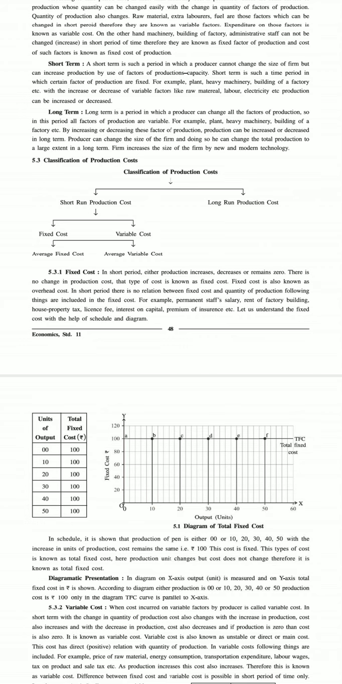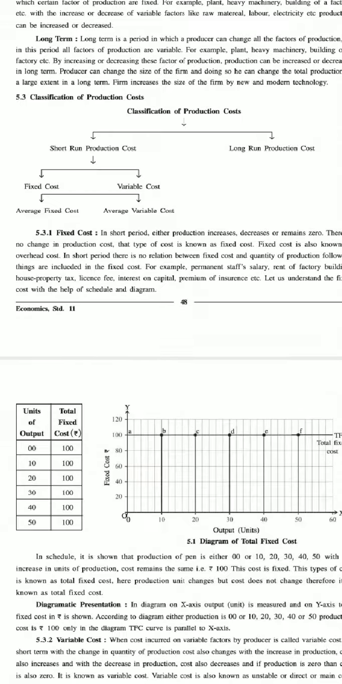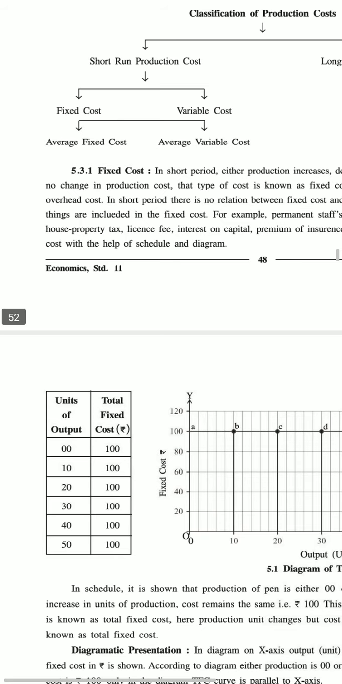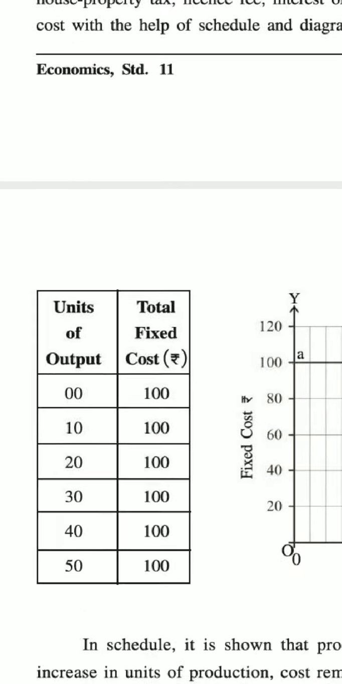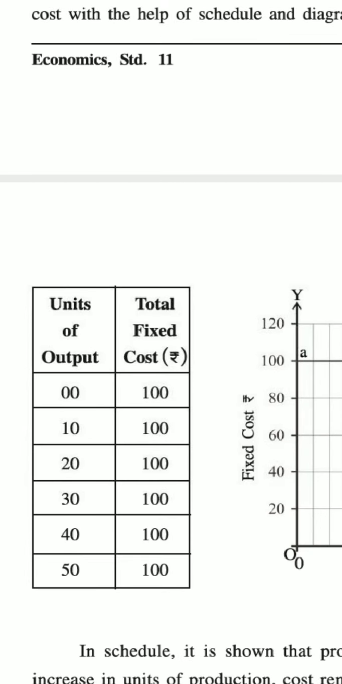Now, let us get more clarification with the help of the data table and the diagrammatic representation, which gives us a clearer picture of what is meant by fixed cost. Now here, if you can see, there's a schedule that is given, which starts from if the units produced are 0, it increases to 20, then it goes to 40 and then 50. If you can see, the total fixed cost is fixed irrespective of the units of production.